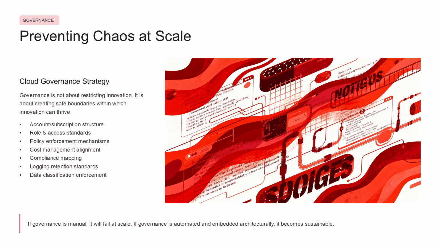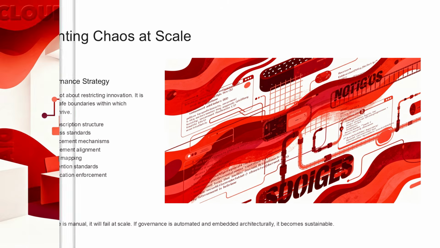For example, policy as code can enforce encryption requirements automatically. Access policies can prevent privilege escalation. Centralized logging standards ensure audit readiness. If governance is manual, it will fail at scale. If governance is automated and embedded architecturally, it becomes sustainable. As an architect, you must design governance mechanisms that are repeatable and measurable.